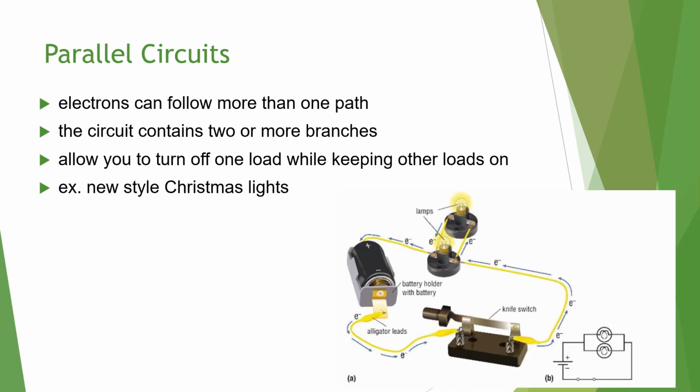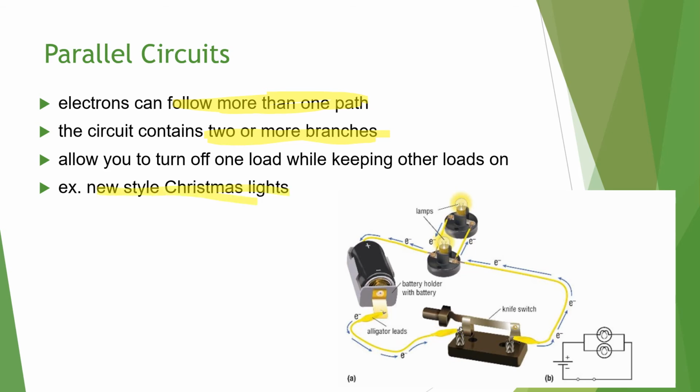Now parallel circuits are different because electrons can follow more than one path. That's very important. Series, only one path for the electrons to follow. In parallel, there is more than one path. The circuit contains two or more branches, so electrons can go in different directions. This allows you to turn off one load while keeping other loads on. So this is a type of circuit where one light bulb could be off, but the other light bulb can be on.